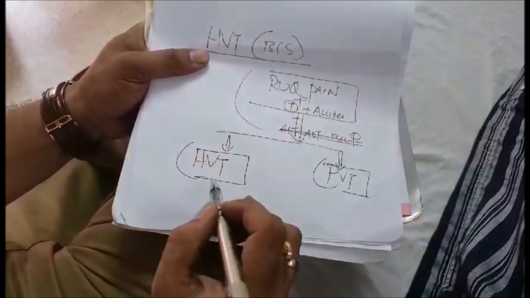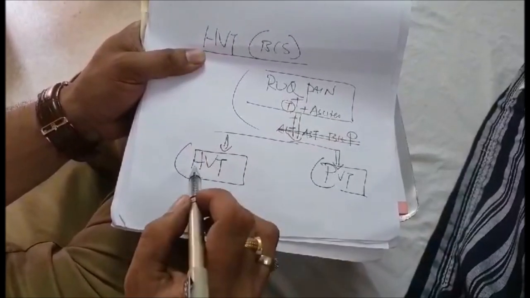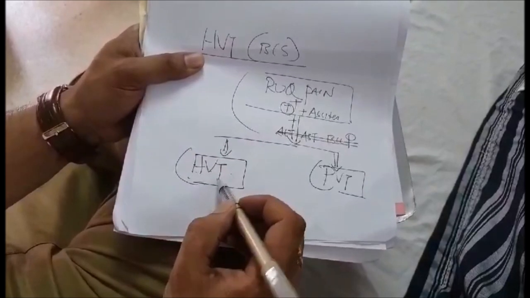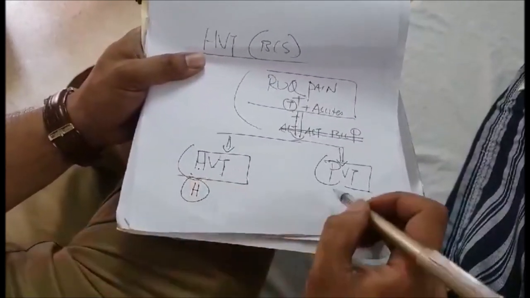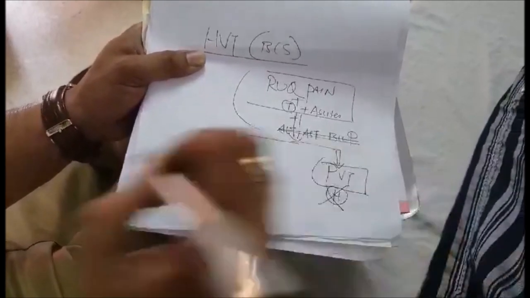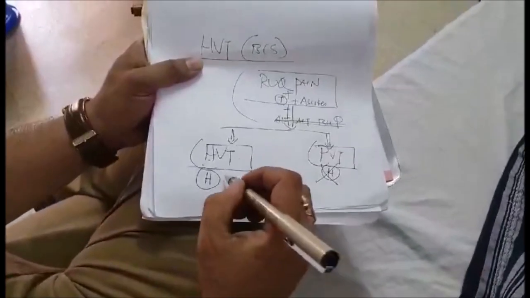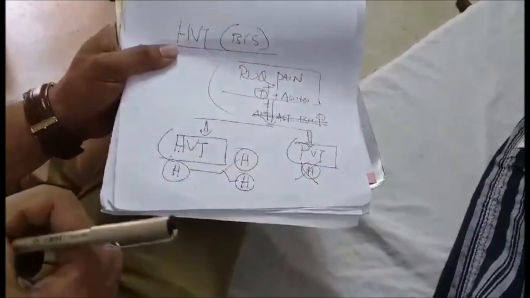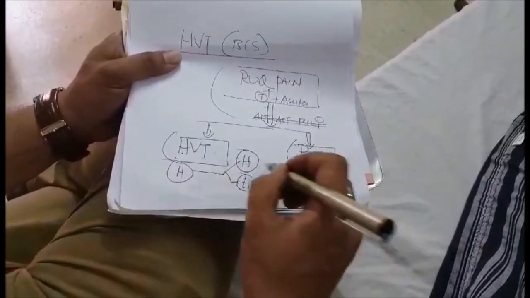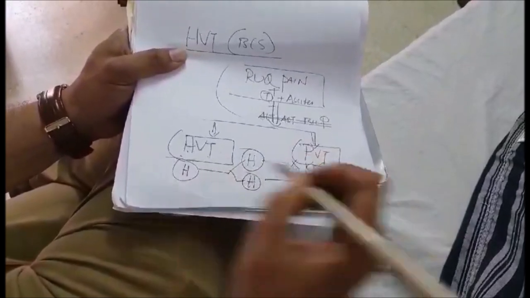So how do you differentiate? It is said the HVT, hepatic vein thrombosis. The word hepatic will be helpful: findings of hepatic involvement will be there in one and not in the other. What does it really mean? The H for hepatomegaly and H for hepatic biochemistry will be altered. In contrast, that will be absent in PVT. Very simple.